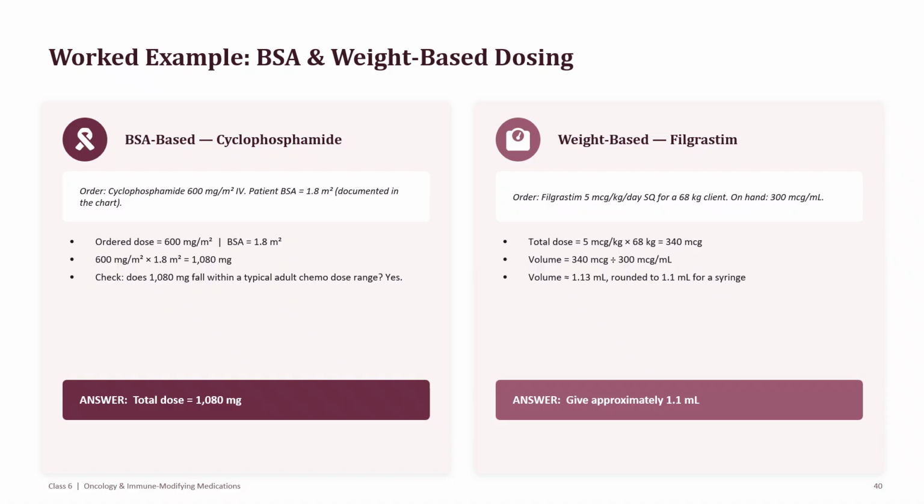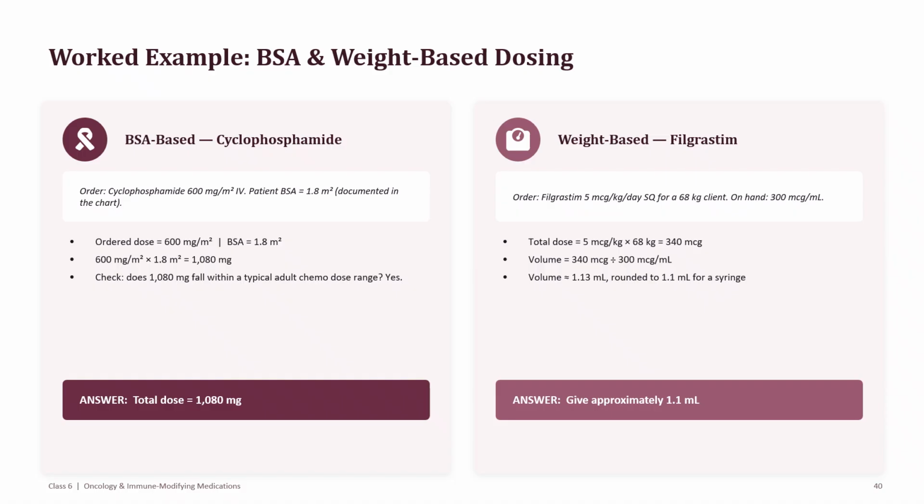So cyclophosphamide is ordered at 600 milligrams per square meter, and the chart says that this patient's BSA is 1.8 square meters. So to set up the formula, ordered dose times BSA. So 600 times 1.8 gives you 1,080 milligrams as the total dose.